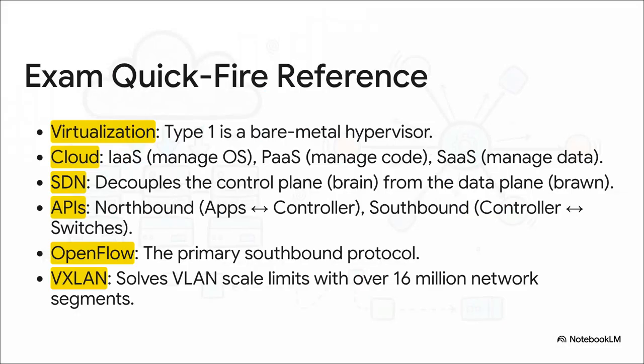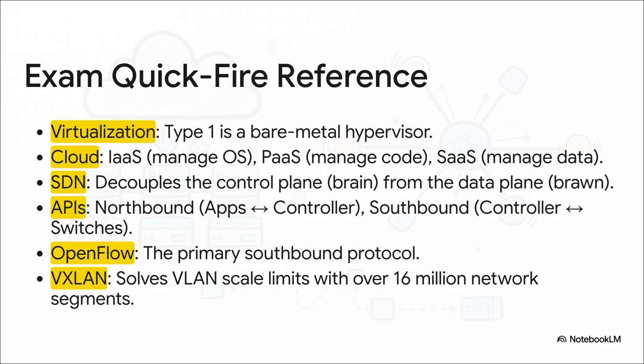All right, time for a quick-fire review. These are the key takeaways. For virtualization, just burn this into your brain. Type 1 is bare metal. For cloud, know what you manage. In IaaS, you manage the OS. PaaS, you manage the code. SaaS, you just manage your data. For SDN, the big idea is decoupling the brain from the brawn.